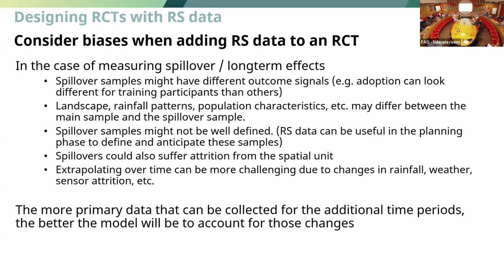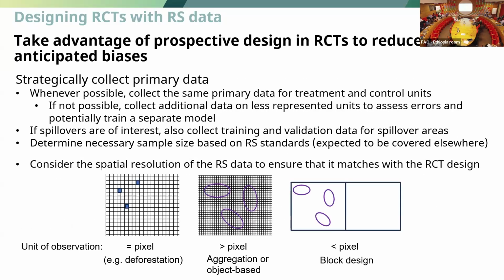So the bottom line is really that the more primary data that can be collected for the additional time periods or the additional spatial areas, the better your model will be. And so the key here is to strategically collect primary data. Since you need some degree of primary data, we want that data to be as high quality as possible. And considering the unit of observation can be very helpful for deciding how to collect the primary data.